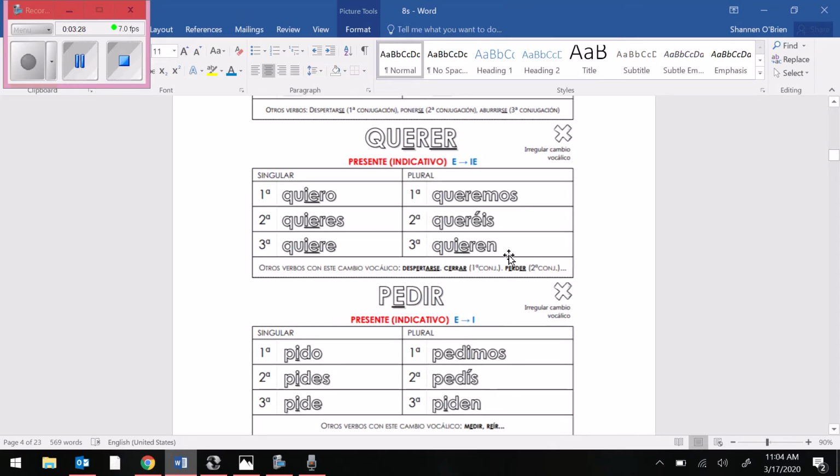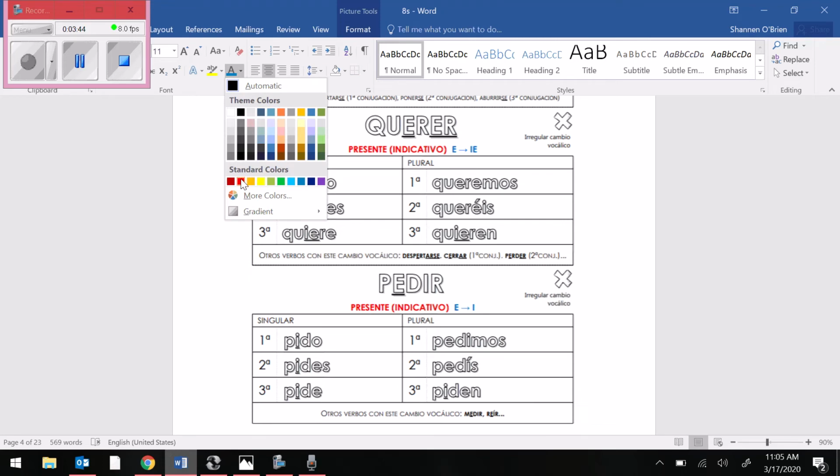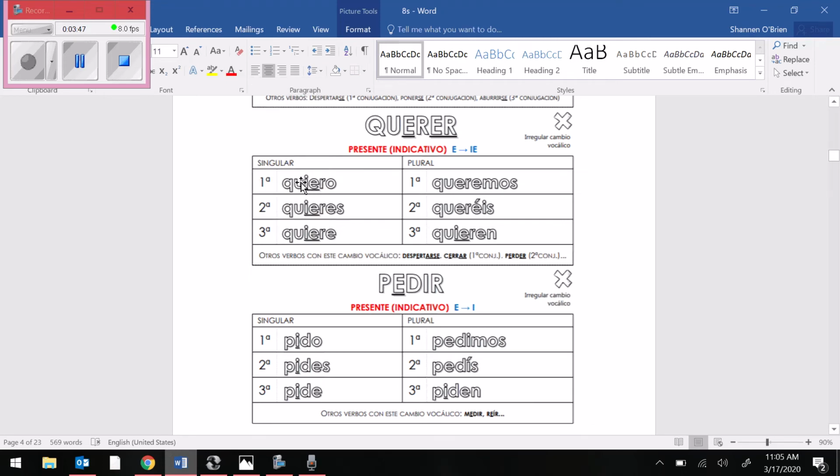You're going to start changing your colors when you get to querer and pedir. So you have your o, es, e, emos, éis, and en, which get colored blue. And then I'm going to change my color to red to color in the part that changes. And this is underlined for each of your verbs. So it'll be the IE for quiero, quieres, quiere, and quieren. Note how I didn't go over the nosotros and vosotros boxes because for stem changing verbs, they do not change in the nosotros and vosotros form.